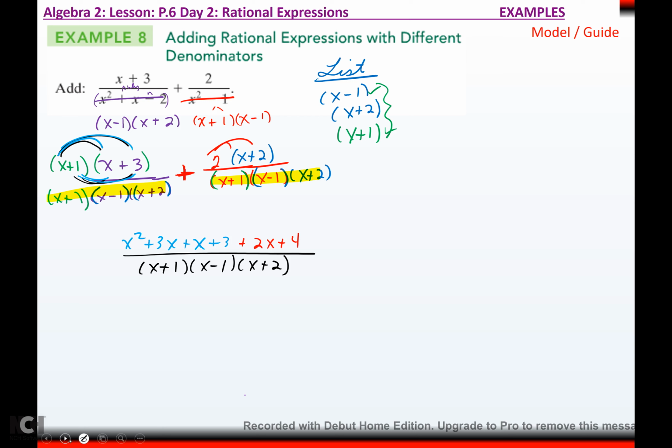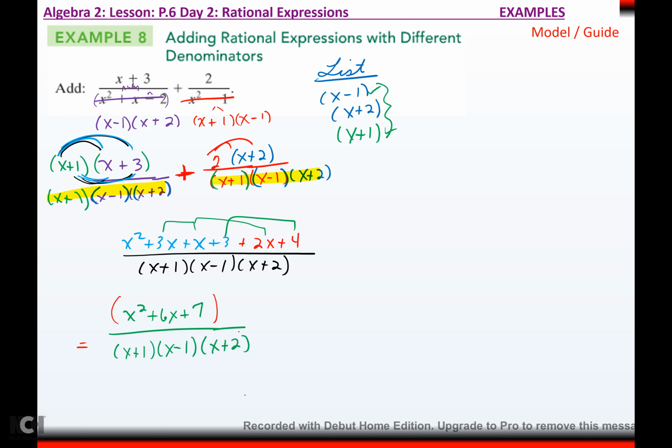Okay? So now I'm going to clean up the top, combine like terms. I've got x squared, 3x plus x is 4x, plus 2x is 6x, and 3 plus 4 is 7, all over x plus 1 times x minus 1 times x plus 2. And the adding is done, but I have to see if I can factor the top and cancel it with any factors on the bottom.